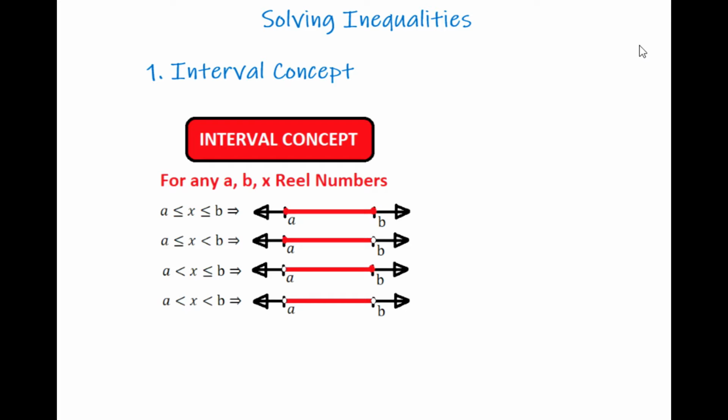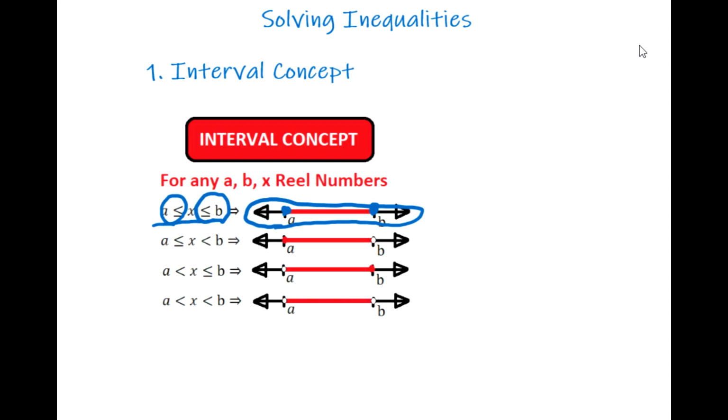For example, let's say we have a is less than or equal to x, and that is less than or equal to b. If this is the case, then we can show x values like this on a number line. This part is filled, and that part is filled as well. Why? Because there is an equal symbol on the right and there is an equal symbol on the left. That is why we have those points filled.